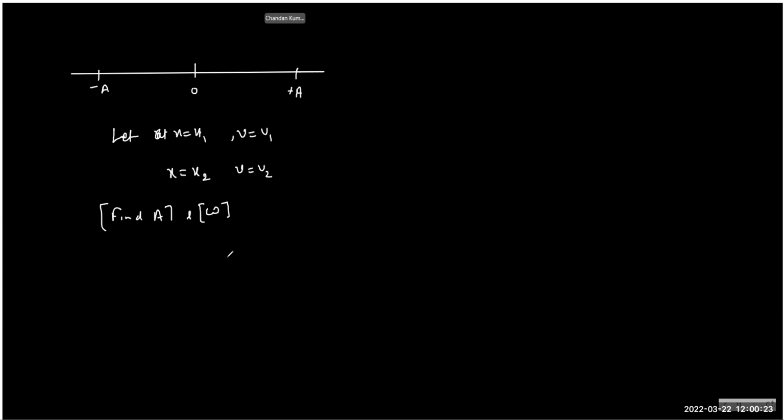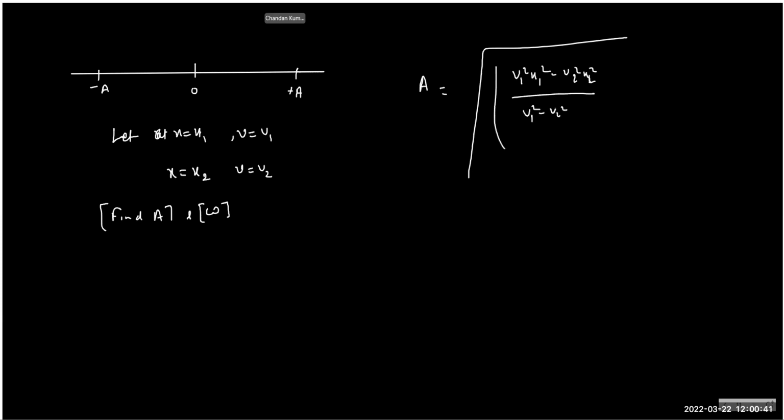So done. Very good. Tell me the answer. So A is equal to root under v2 square x1 square minus v1 square x2 square divided by v2 square minus v1 square. Yes. And omega is v1 divided by root under x1 square minus x2 square.